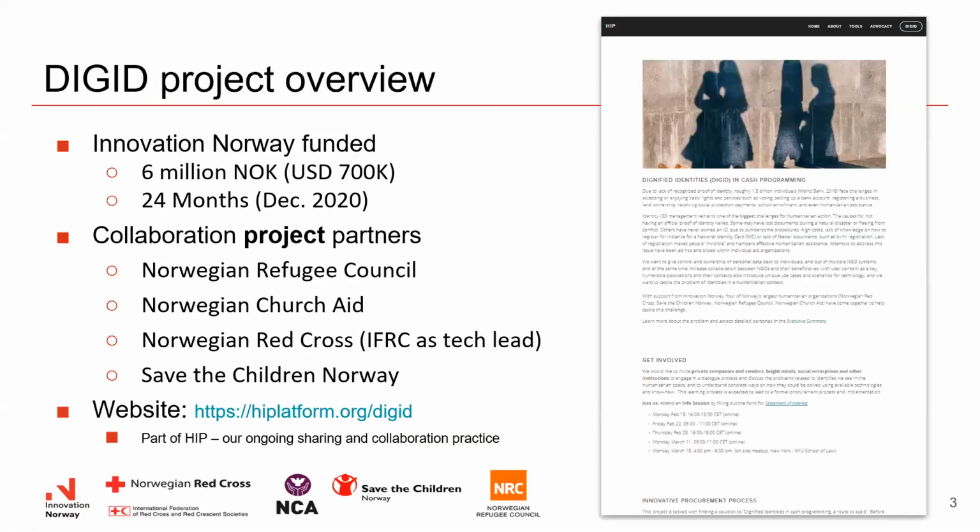So shortly about the Digit project. In Norway, these four organizations are the four biggest international NGOs, and we've worked together on numerous occasions in the last years in enhancing our innovation practice and finding new ways of doing both programming and other types of enhancement to our operations, and also formed what's called the Humanitarian Innovation Platform as a sort of collaboration effort or platform.